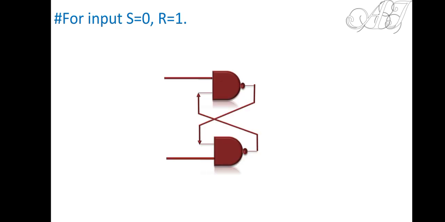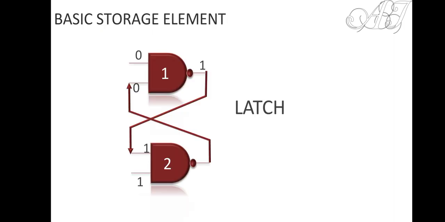See here, I am going to observe the behavior of the circuit for this particular input combination, that is 0 and 1. Okay, so I have again taken the same input. Remember that I will refer to the first NAND gate by 1 and the second NAND gate by 2. The first NAND gate is labeled as 1 and the second NAND gate is labeled as 2. Okay, so keep that representation in mind.